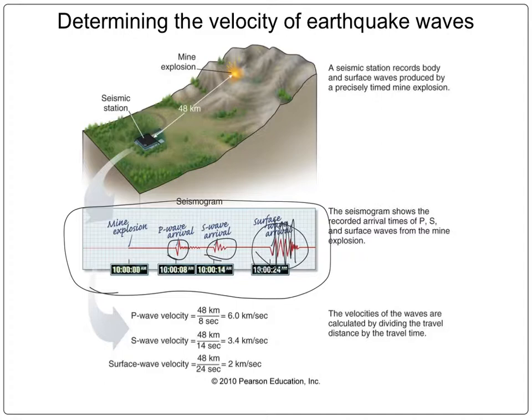Okay, so based on studies like this, we can come up with average velocities for these different kinds of waves. And therefore, if we knew how far away an earthquake was from the recording station, we would know when we would expect these P waves, S waves, and surface waves to show up.